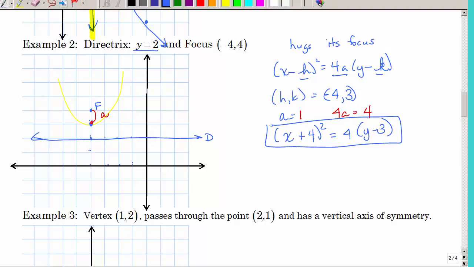The next thing I need to do is graph it. That's my focal width. Again, through your focus, it's 4 wide. Since it's symmetric, chop it in half, so I'm going to go side to side 2. Here's your vertex. And then just play connect the dots.